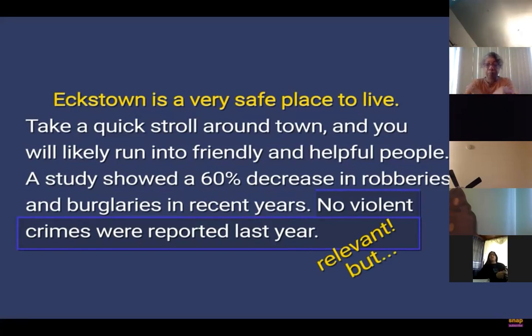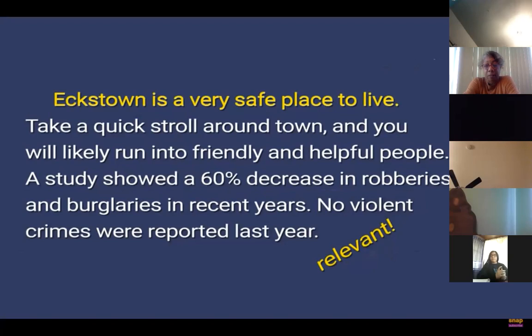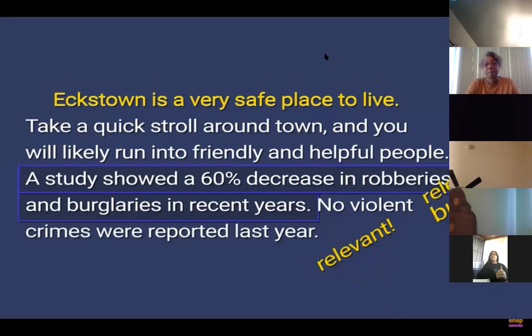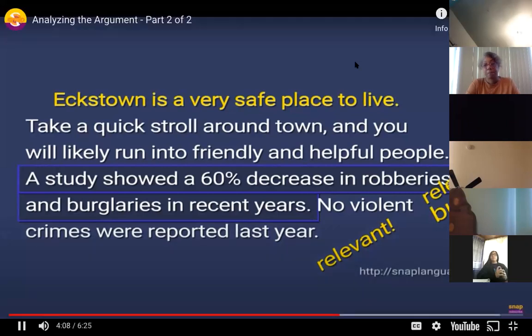The writer also mentioned no violent crimes. How about other types of crimes? But overall, no violent crime could mean it's a safe place, so let's say it's okay evidence for now. Besides, we must consider all the evidence, so let's continue. There was a 60% reduction in crimes. That sounds good. Well, 60% of what number? If there were, say, 1,000 crimes before, 60% fewer than 1,000 is still a lot of crimes.